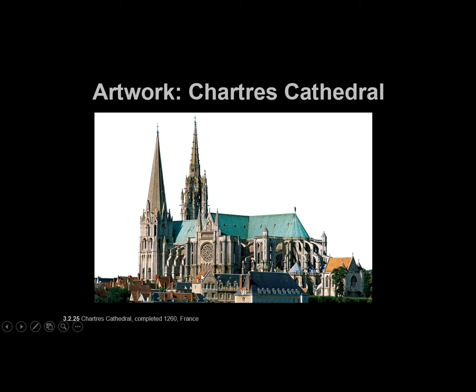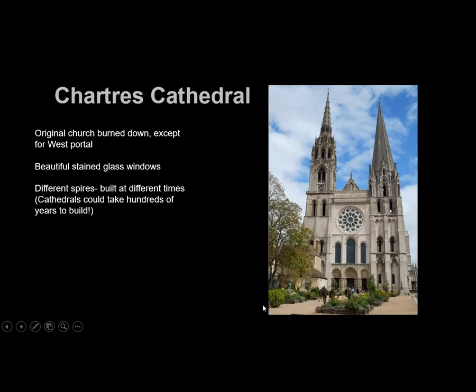You have all the stained glass windows, the roses, and what Chartres, you'll know this one because it has two different spires. These are the towers, and these are the spires that soar up to the heavens of God. The original church had burned down, and all that remained was the west portal. So right here, again, west is always the place that you will enter in a church.